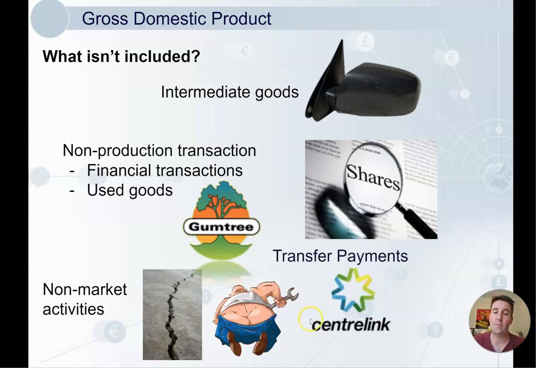And lastly, transfer payments. So anything like Centrelink payments. They don't count to GDP because the government is not buying a good or a service when they pay this money.